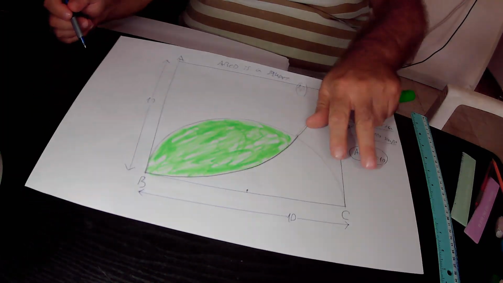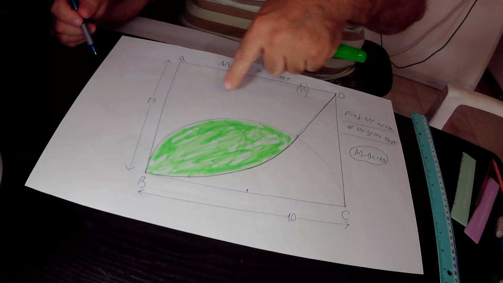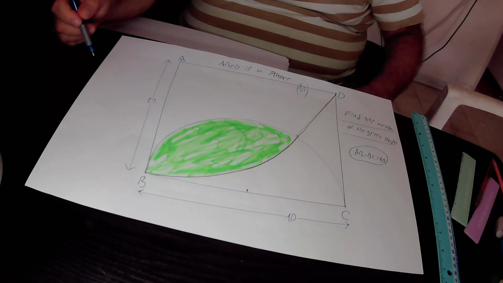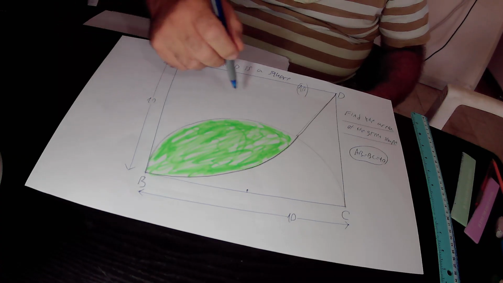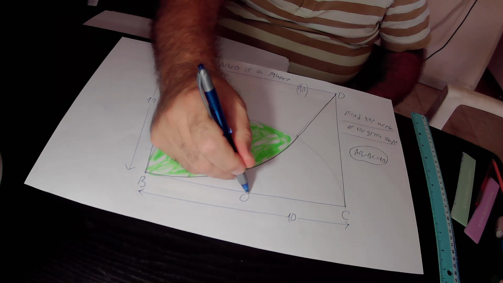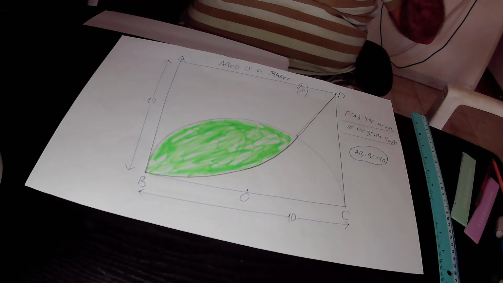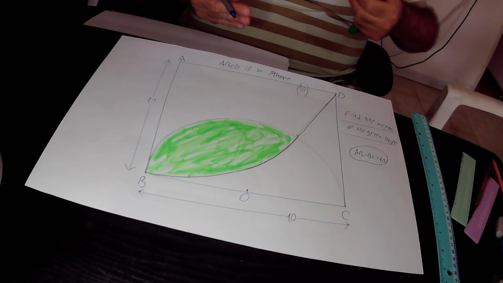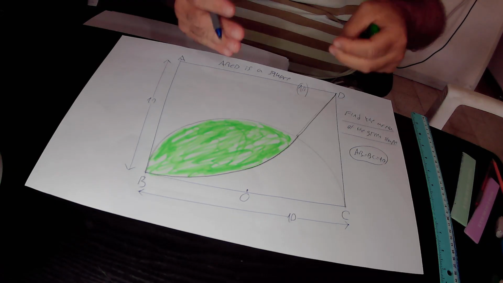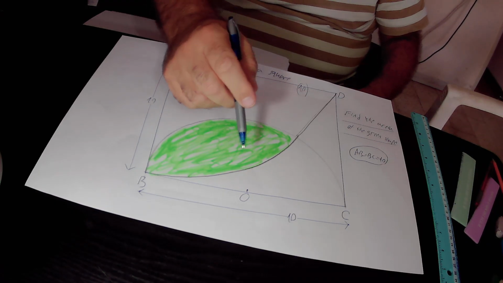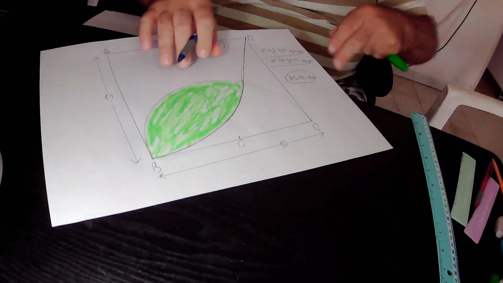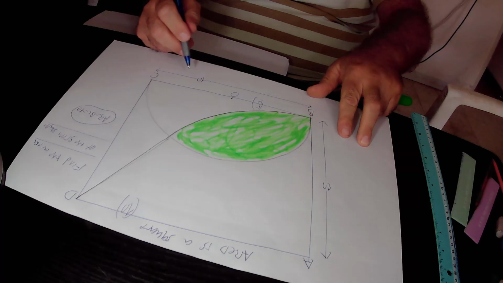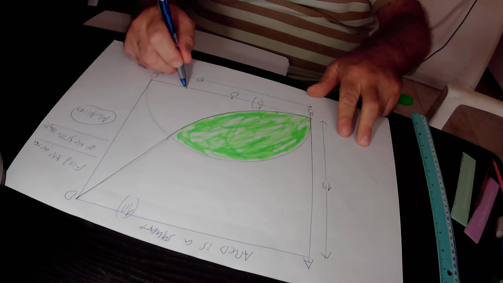In addition, inside this big square ABCD, we have this semicircle. The diameter BC of the semicircle equals 10. We define the center of this semicircle as point O. If the diameter of the semicircle is 10, then the radius must be half of it, that is 10 over 2, which is 5. So the radius OB of the semicircle equals 5, and the radius OC of the semicircle equals 5.